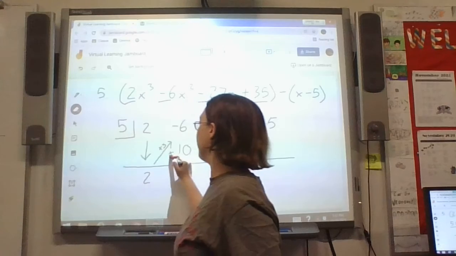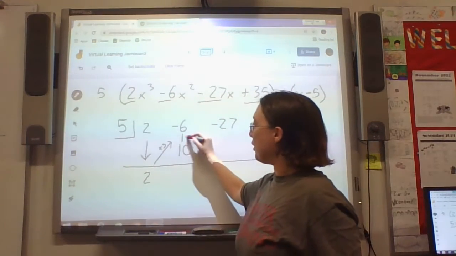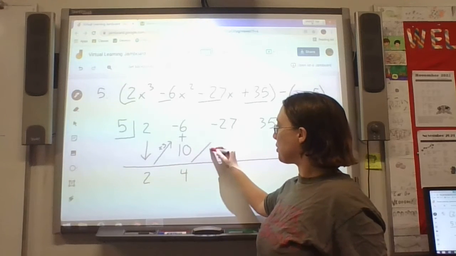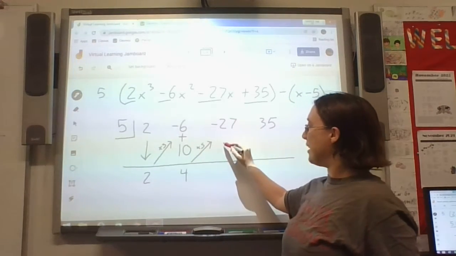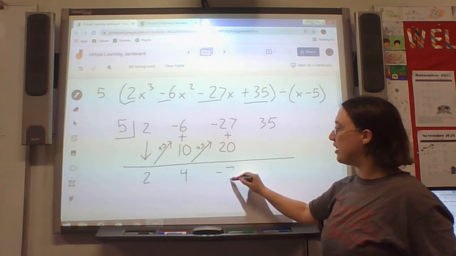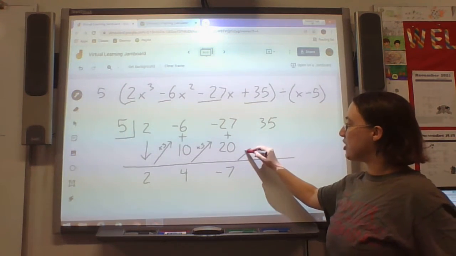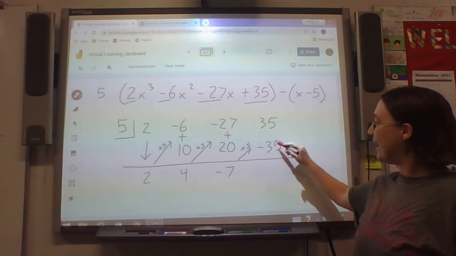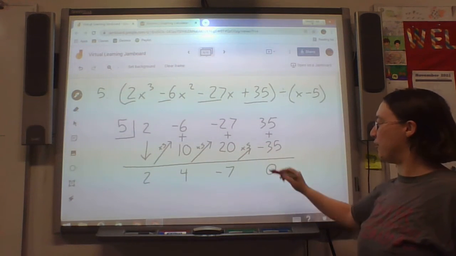And then we're adding those. So negative 6 plus a positive 10 gets you 4. 4 times 5 gets you 20. Negative 27 plus 20 gets you negative 7. Negative 7 times 5 gives you negative 35. And ooh, this one factored nicely. Yay. It's nice to factor nicely because that gives you a 0.